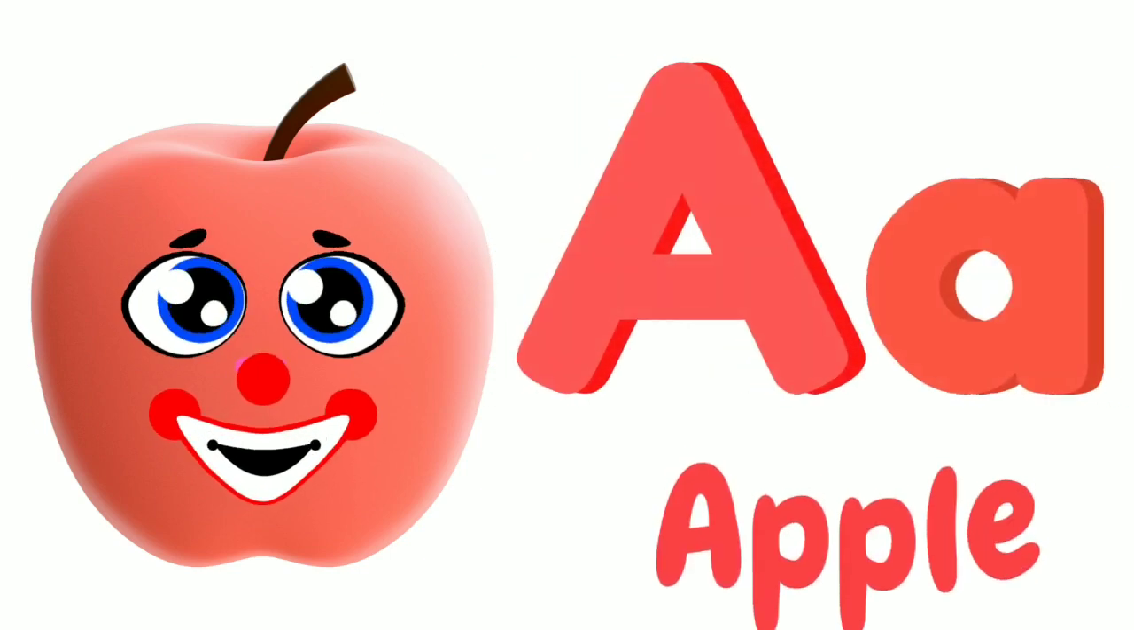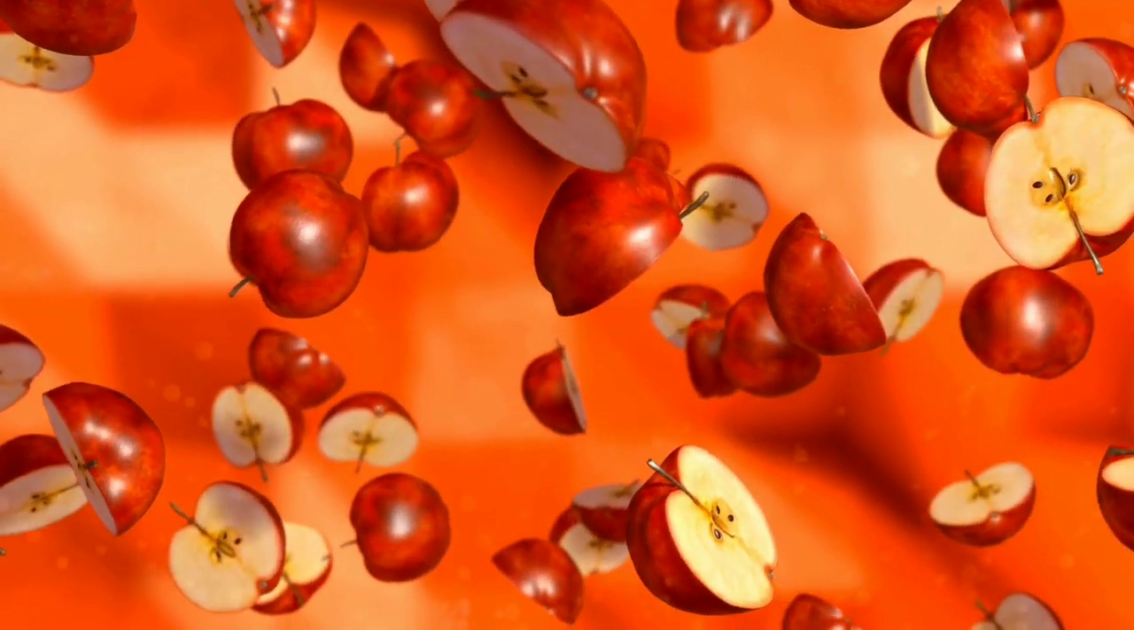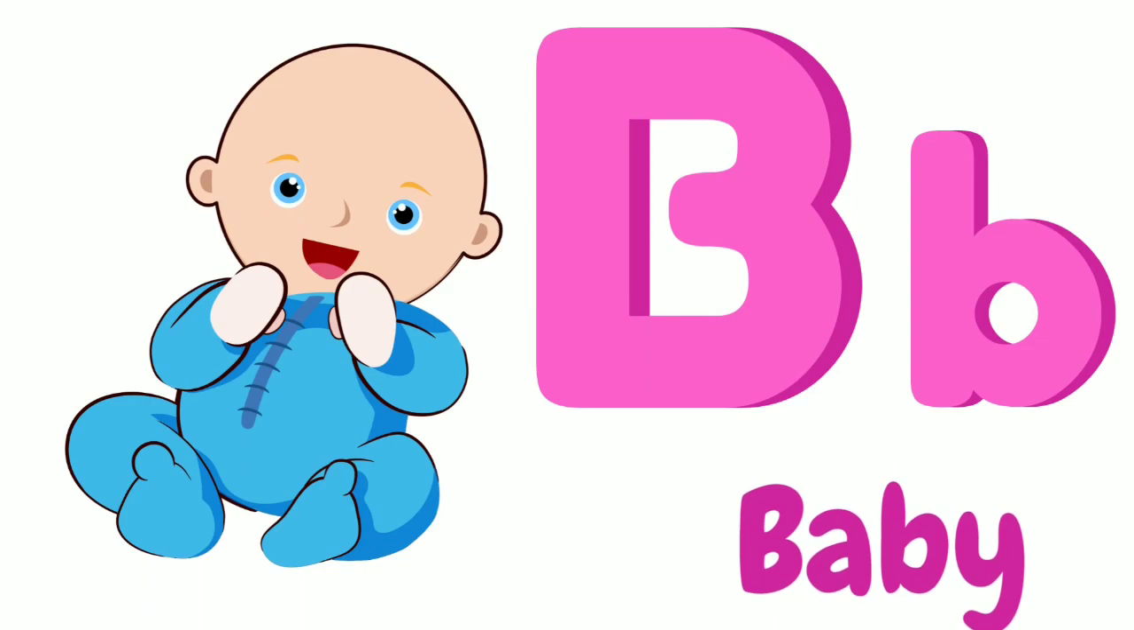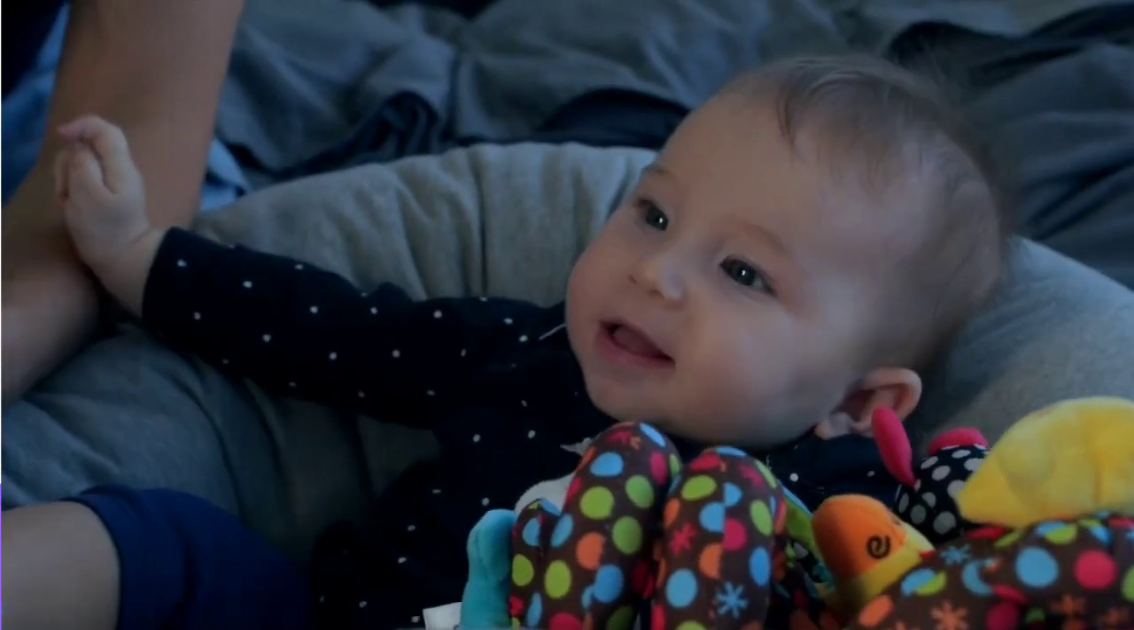A is for apple, apple, apple. This is an apple, apple, apple. B is for baby, baby, baby. This is a baby, baby, baby.